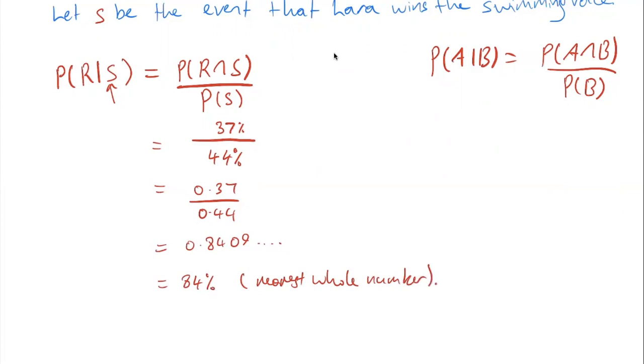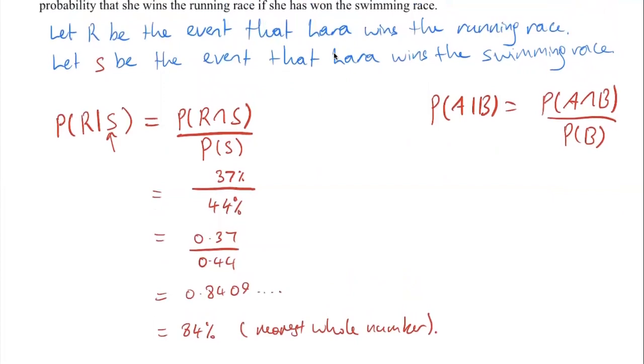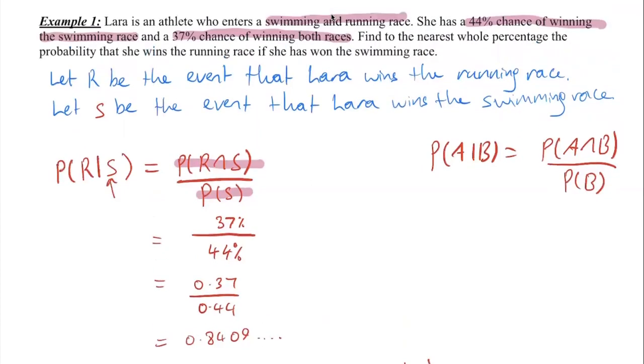Just understanding what's happening here, let me break this down. We've just used the conditional probability formula. We used the probability that she won both races divided by the probability that she won the swimming race. That's where we're restricting the sample space again. We need to keep reminding ourselves that that's actually what we're doing. We were given that she had a 37% chance of winning both races, and then a 44% chance of winning the swimming race. And then it's just a matter of numbers game from there on out.